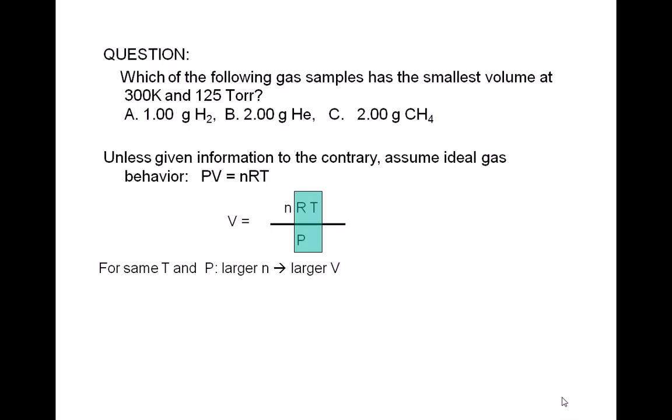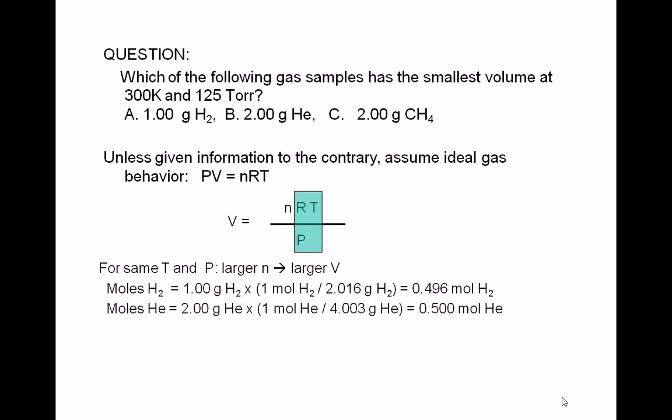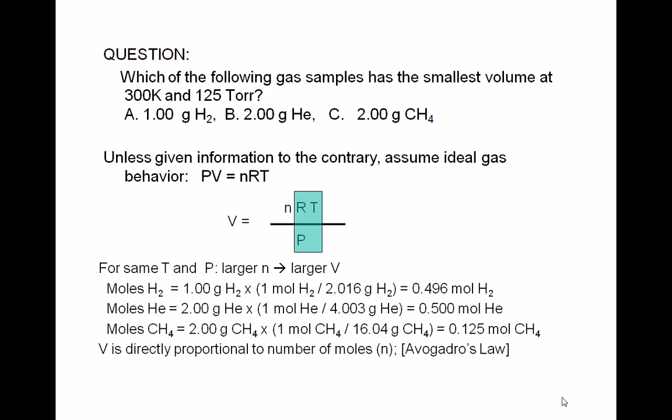By now, you should know how to calculate moles from grams. You essentially divide the mass in grams by the molar mass. In 1.00 grams of H2, there are 0.496 moles of hydrogen. In 2.00 grams of helium, there are 0.500 moles of helium. In 2.00 grams of methane, there are 0.125 moles of methane. Therefore, the correct answer choice is choice C. This sample will have the fewest particles and the smallest volume.